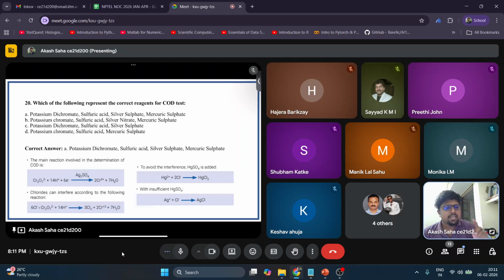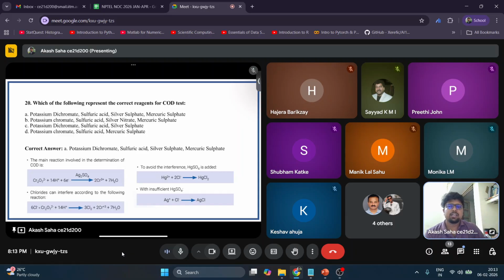Now the problem with this COD test is if chlorides are also present in the system, that also interferes in the reaction, because the chloride itself, if you see the second formula, that 6Cl minus will also use up some dichromate to oxidize itself. So to remove that chloride interference, we have to add the mercuric sulfate, that is HgSO4. If you see the third reaction there, Hg2 plus will react with the chloride and form HgCl2. So all the first four reagents marked in option A are required in any COD test: potassium dichromate as a strong oxidizing agent, sulfuric acid to make the system acidic, silver sulfate as a catalyst for the reaction, and mercuric sulfate to remove the interference of the chloride.